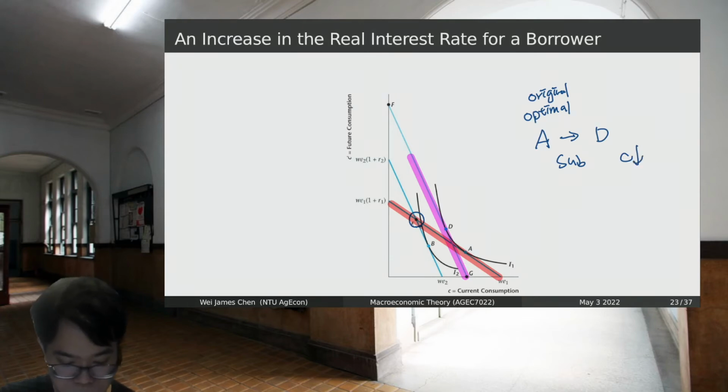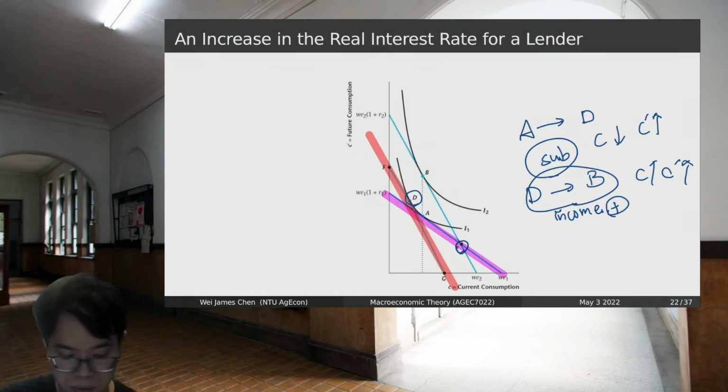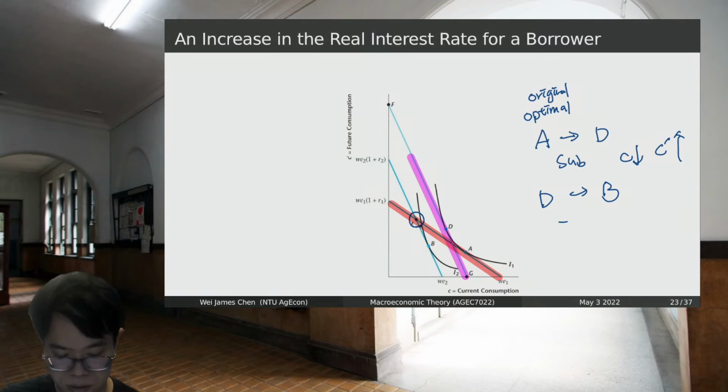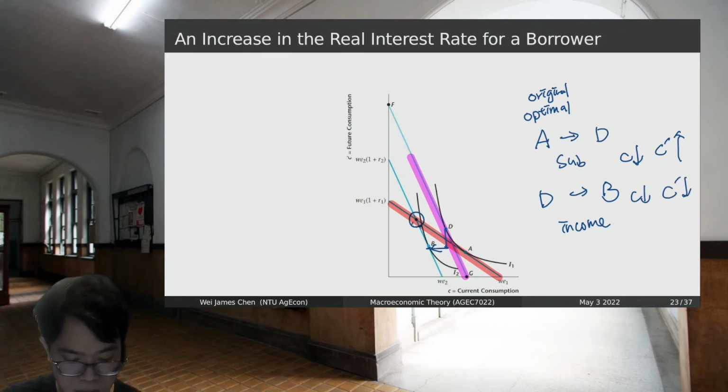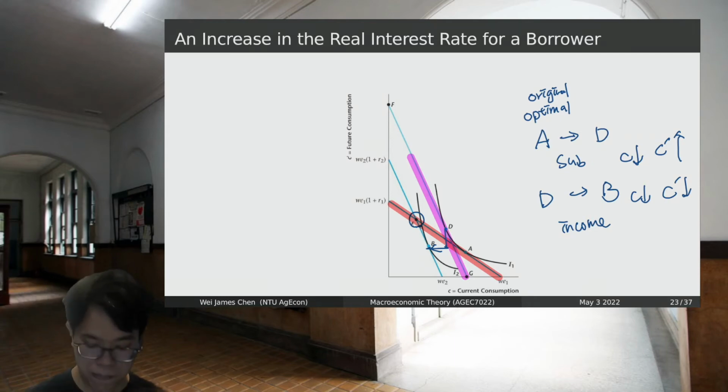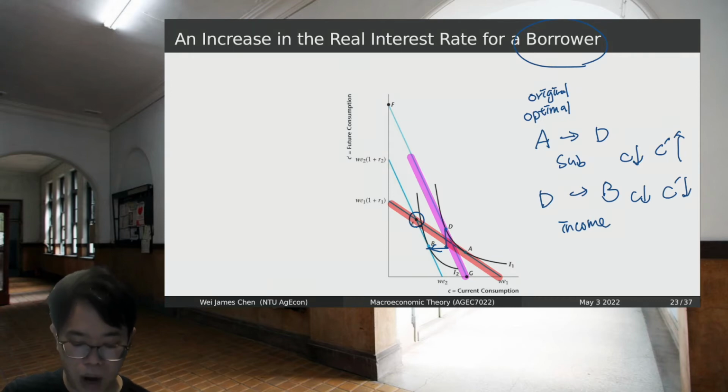Again, C goes down, C plus goes up. The same as here. But then from D to B, that's again the income effect. From D to B, you can see that both C and C plus go down, right? Because this is a borrower. For a borrower, when the interest rate goes up, that's a bad thing for this person, right?